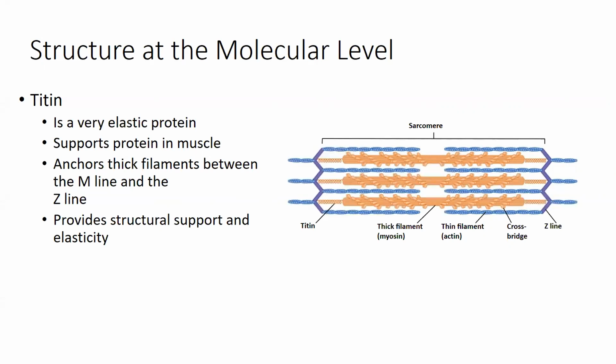So having that stretchy protein interacting between the thick filament and the Z line is what allows the sarcomere to shorten and lengthen, which produces muscle contraction.